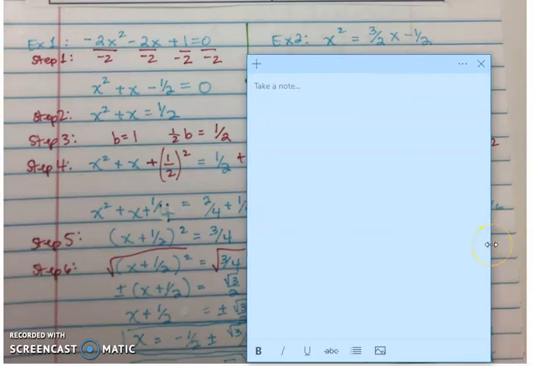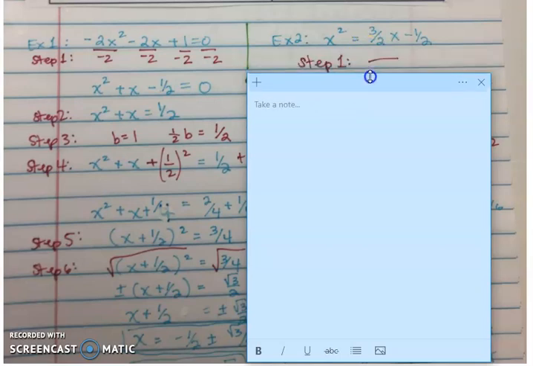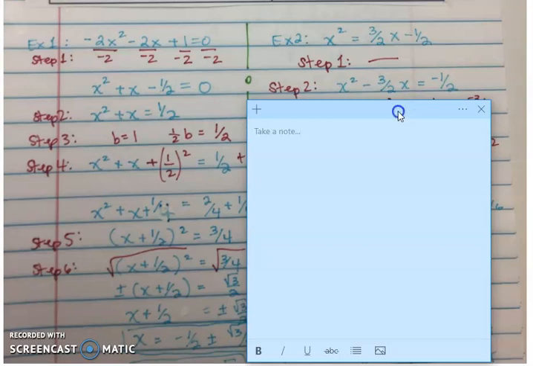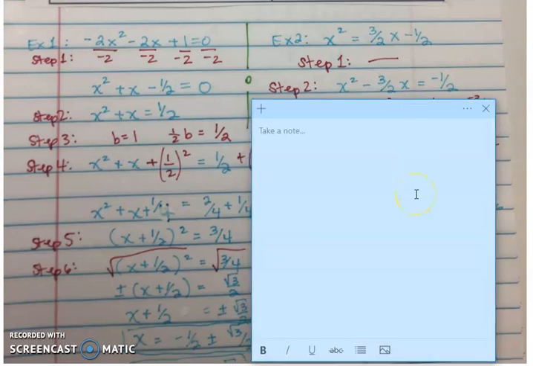All right. For example 2, you'll notice you have x squared equal to 3/2x minus 1/2. Your a here is already 1, so you don't need to divide by anything, so we're not going to have to complete step 1. Step 2, however, you're supposed to have your x squared and your bx term on the same side and your constant on the opposite side. So I actually need to move that 3/2 x to the left side along with the x squared. So now I'm going to have x squared minus 3/2 x equals negative 1/2.